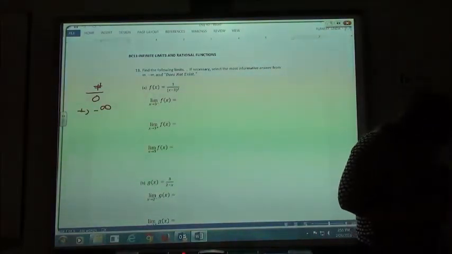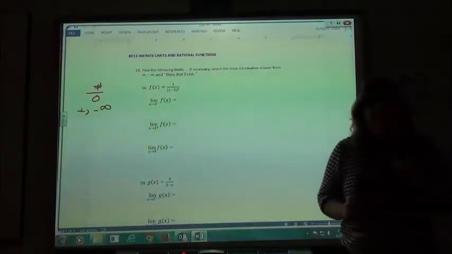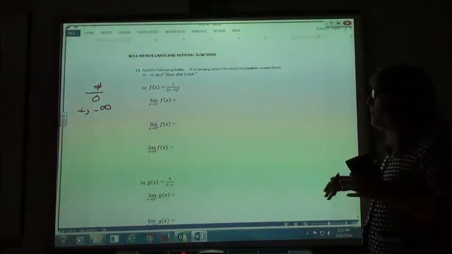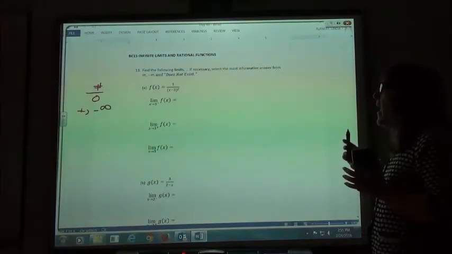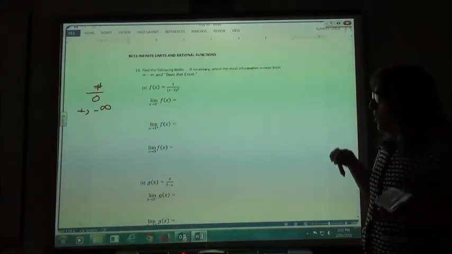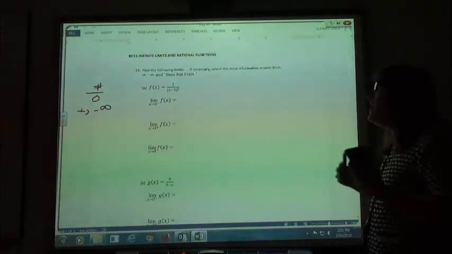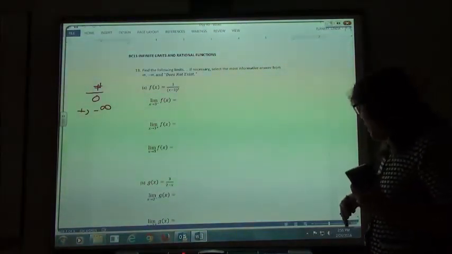So in this case, it's the same kind of thing that we did on those previous ones. I'm going to put numbers in where I approach that value, and I want to see, do I have a positive answer or a negative answer? So I know if I have a positive infinity or a negative infinity for my limit.